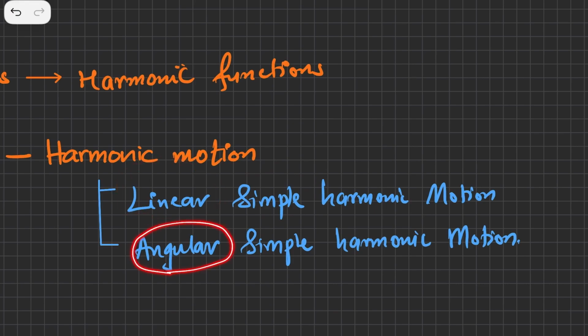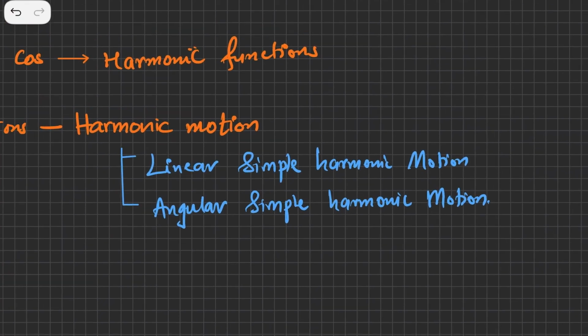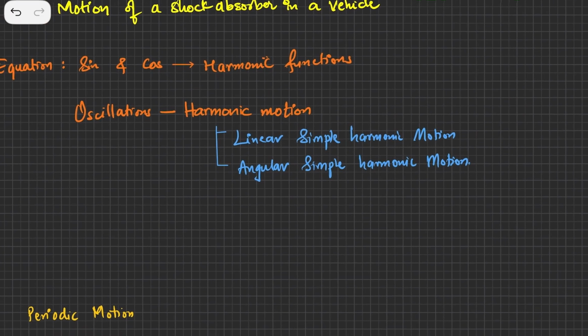In angular, the oscillation is in the form of back and forth, like something is rotating clockwise, then anti-clockwise, then clockwise, then anti-clockwise, like that. That's what is called an angular simple harmonic motion. We are going to discuss this in further detail in the coming few videos. Yes, definitely it will take some time, but we are going to discuss it. So these are the two topics we are going to discuss in the entire harmonic motions.